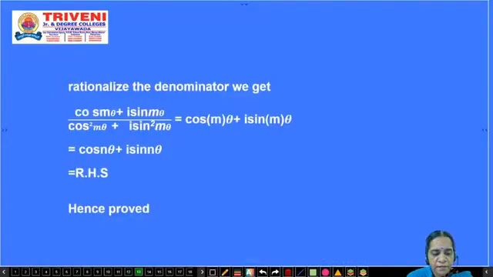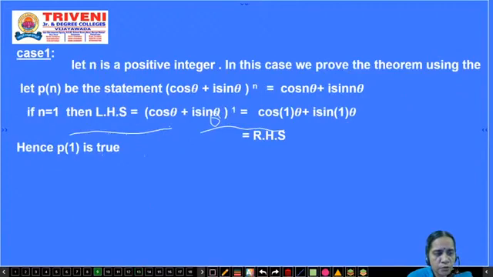In this theorem we have to prove it by rationalizing the denominator: cos m theta plus i sin m theta, using (a plus b) into (a minus b) equals a square minus b square. Cos square theta plus sin square theta is equal to 1, so the denominator value is 1. What we get here is cos m theta plus i sin m theta. In place of m we substitute the value of n, that is equal to RHS. Hence proved. In this theorem we have to prove 3 cases.